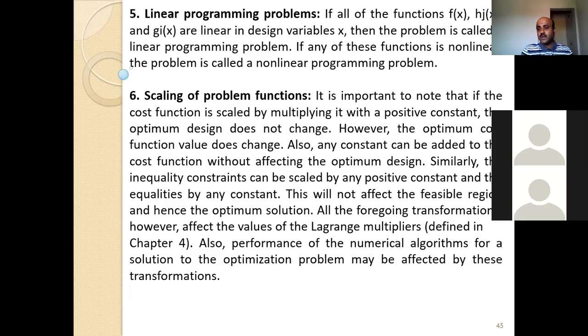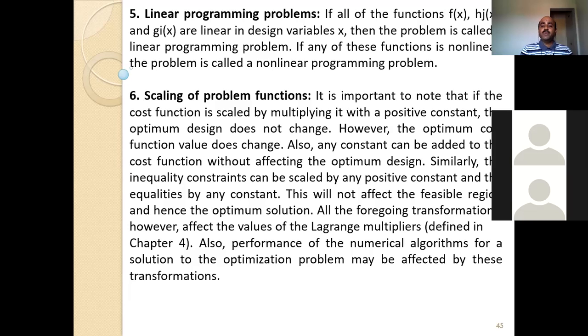This is what I was talking about in the first part. So either it is a cost function or a constraint function, it should depend on the design variables. It means that once you formulate the function, that function should have a relationship with respect to the design variables which you have identified and defined.